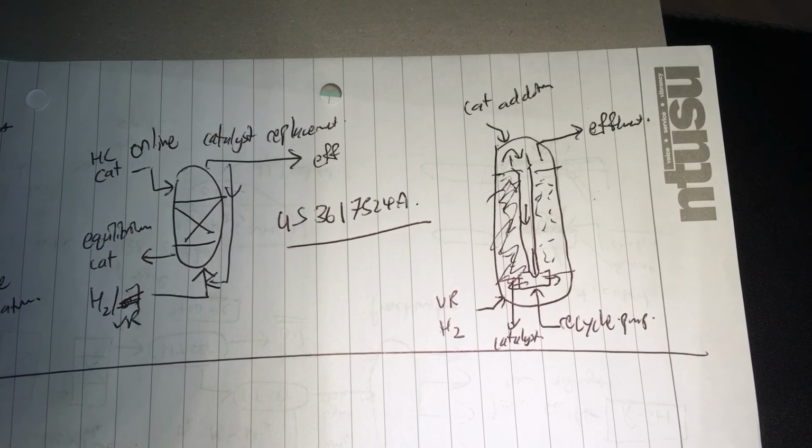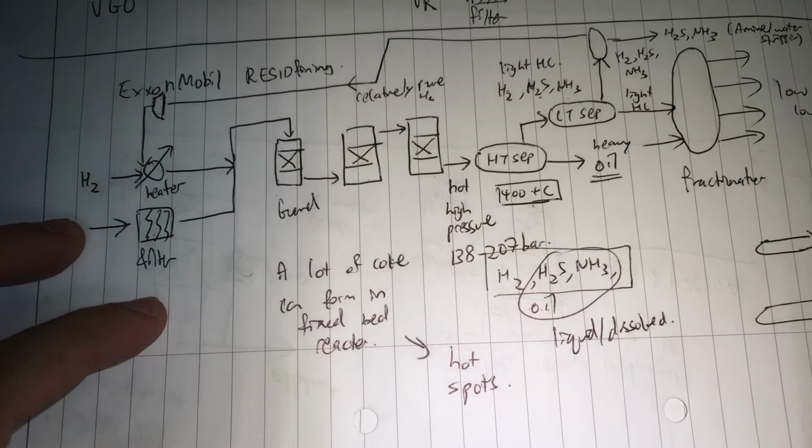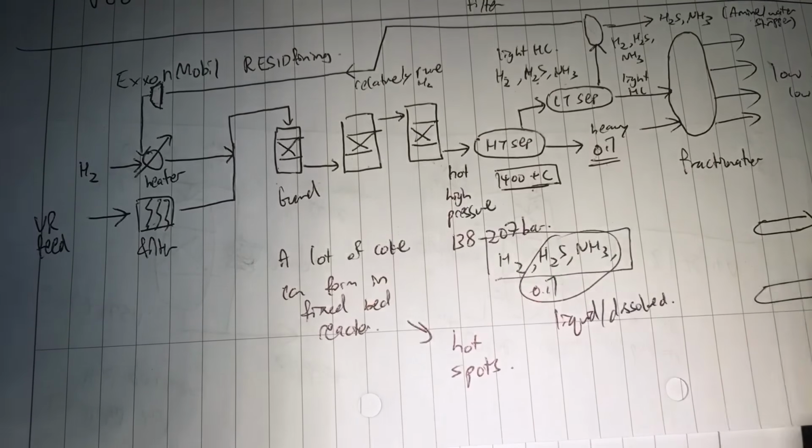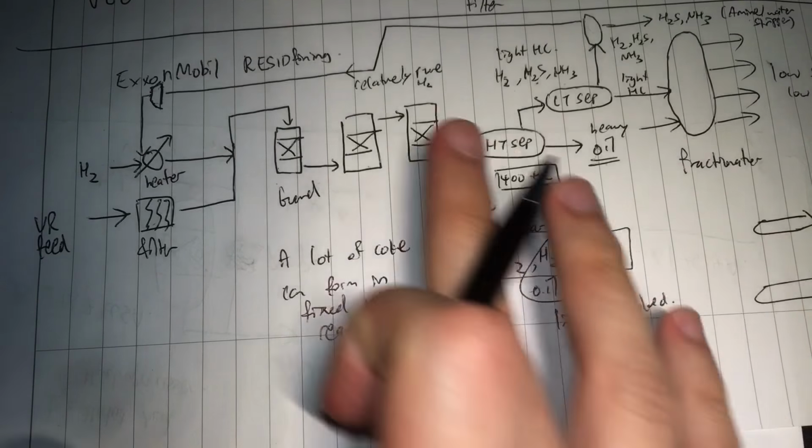So basically, the kind of setup you can have is, instead of having these 3 fixed bed reactors, you can replace all these with Ebullated Bed Reactors. And that will give you a different kind of process. This is called LC-Fining.